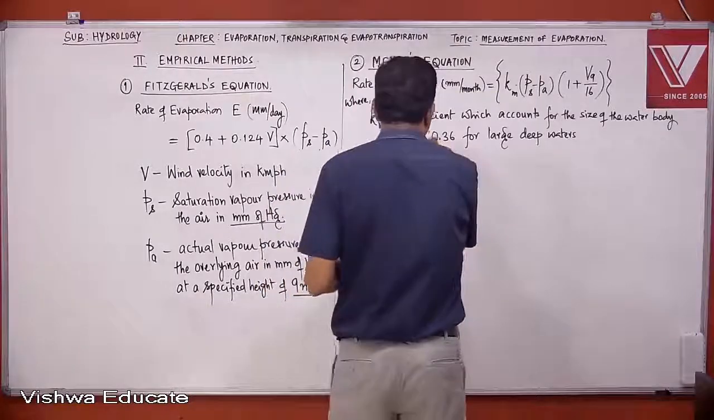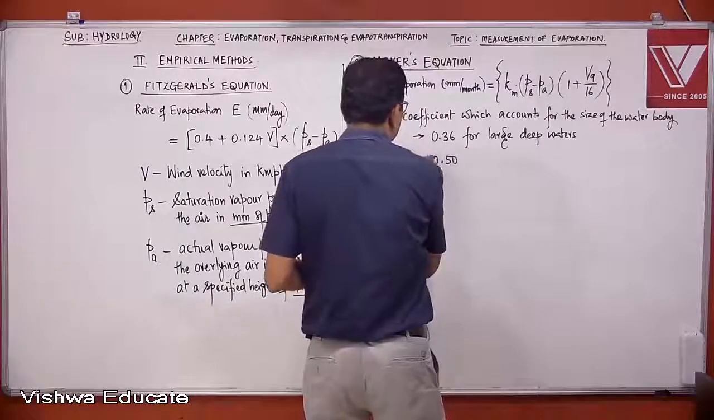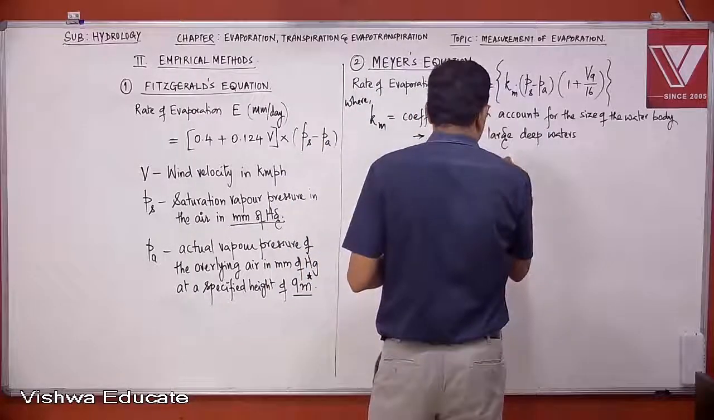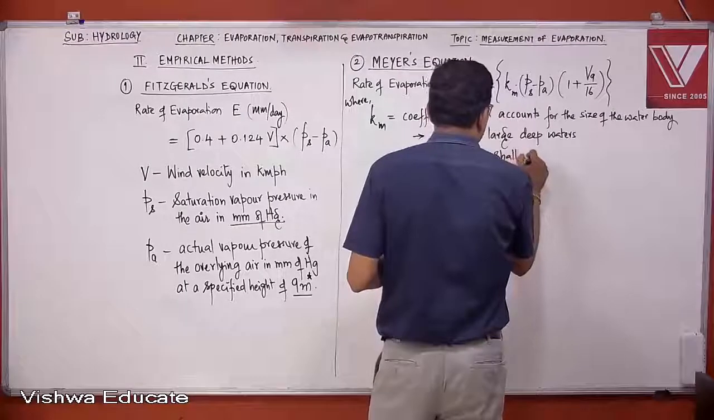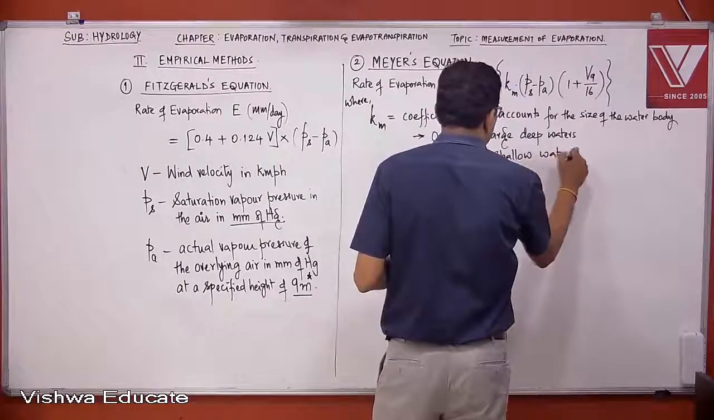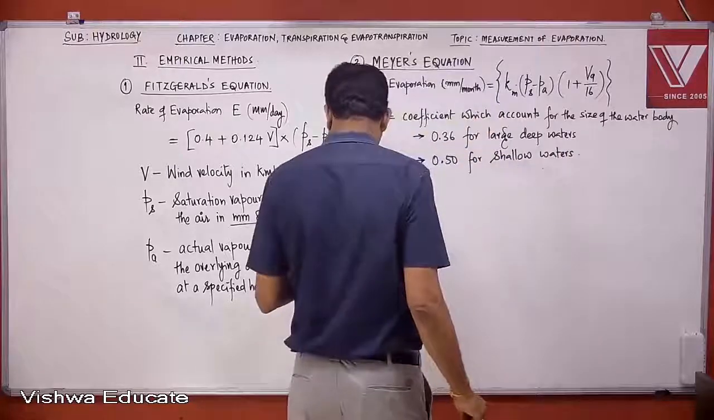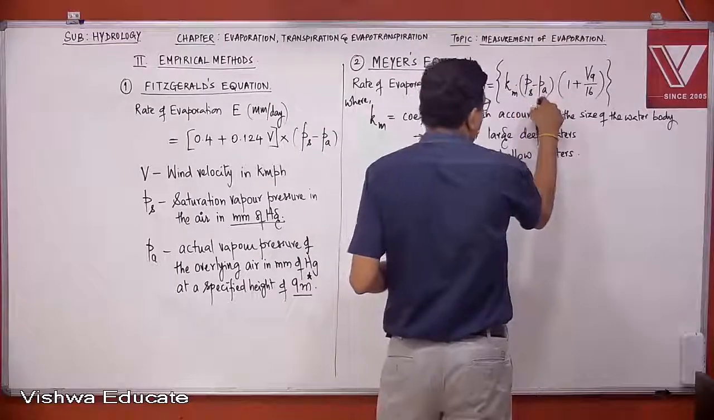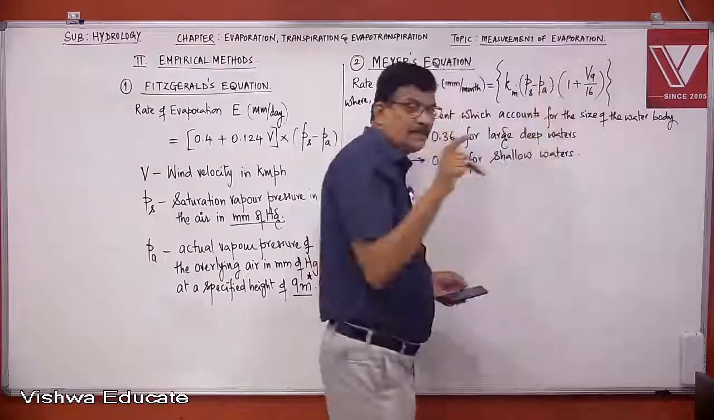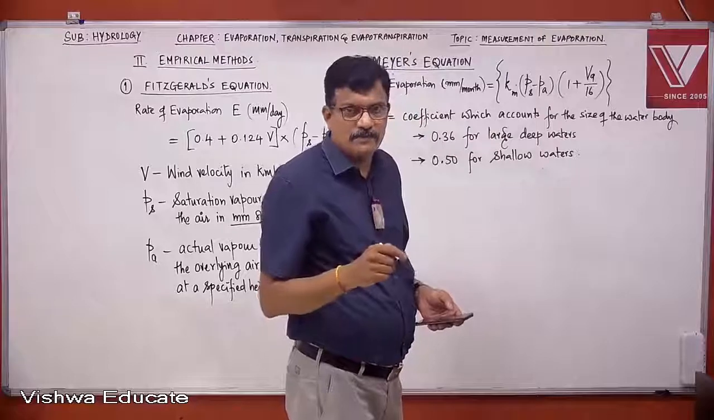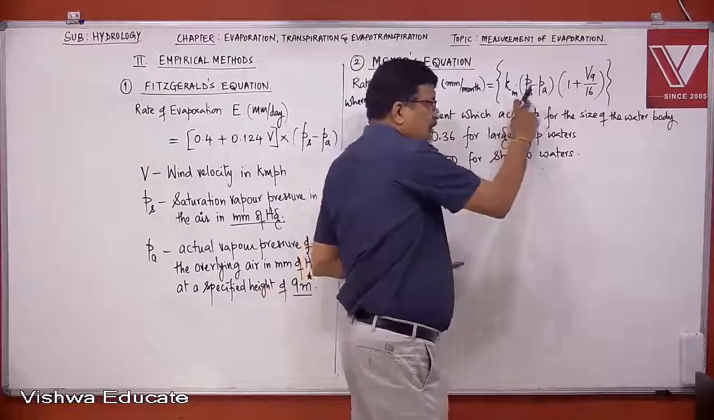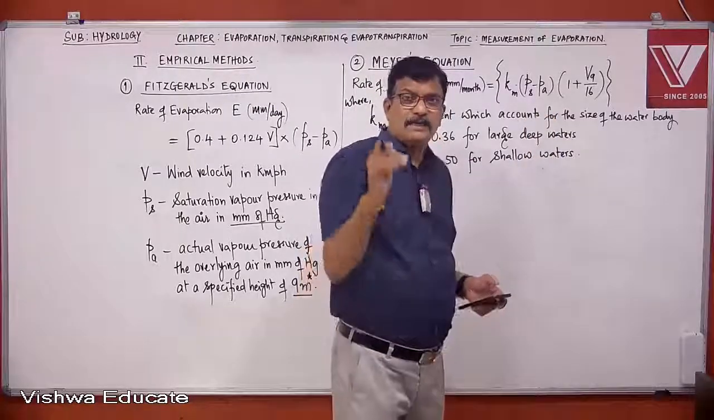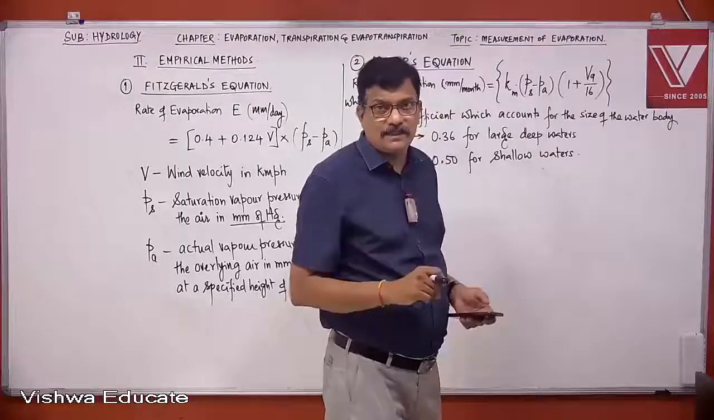Okay, for shallow waters. The two terms PS and PA are same as that in the Fitzgerald equation, that is the saturation vapor pressure and the pressure in the overlying air at a specified height of 9 meters.